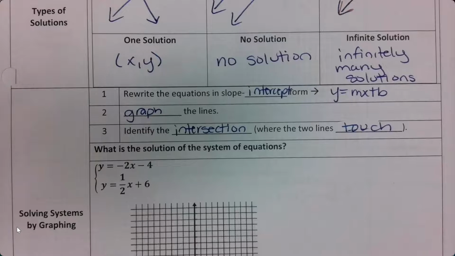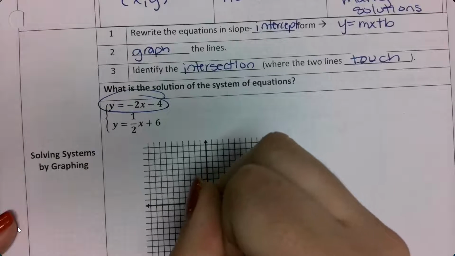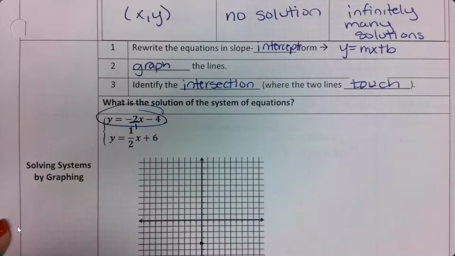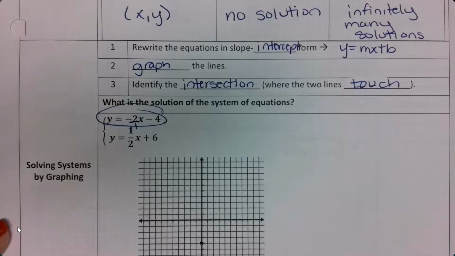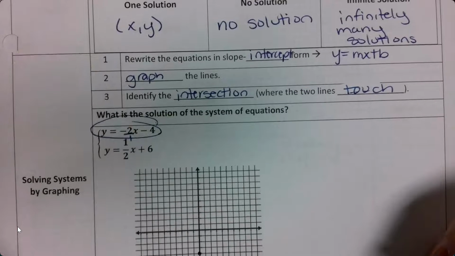Okay, so on this one, I want to solve it by graphing. I'm going to graph this first line in blue. So I'm going down 4 points. 1, 2, 3, 4. And then my slope is -2. So that is the same thing as -2/1. I'm going to graph both of them. So I'm going to go down 2/1 and plot my point. And then I want to connect these.